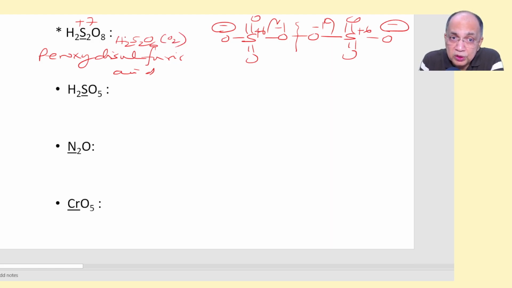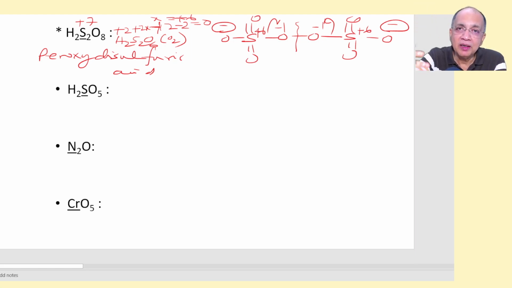So that if you know this, then plus 2 plus 2x minus 12, and for the whole O2 it is minus 2. So you will get x is equal to plus 6. So the trick is, if you find certain oxidation number is exceeding the group number, according to the old nomenclature, you just drag it down to the group number. If it is plus 7, make it plus 6. If you are ignorant about bond structure. Now here this is peroxymonosulfuric acid or Caro's acid.